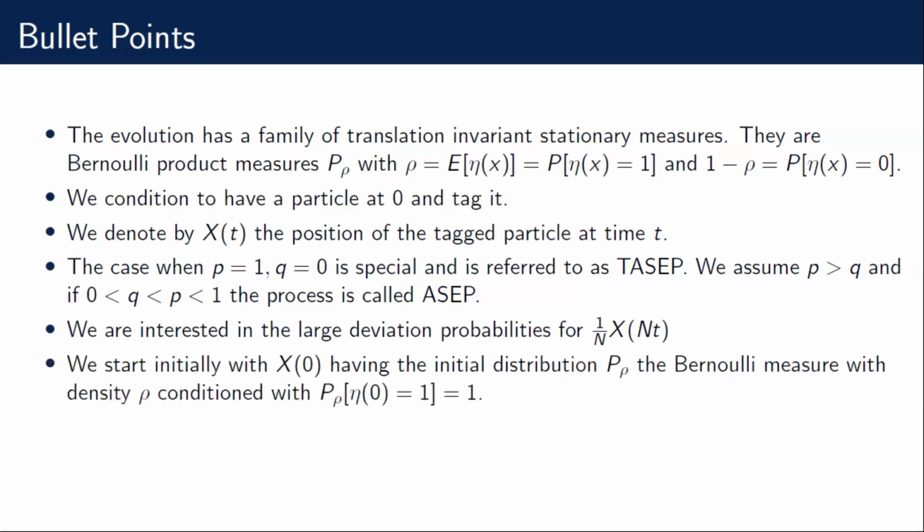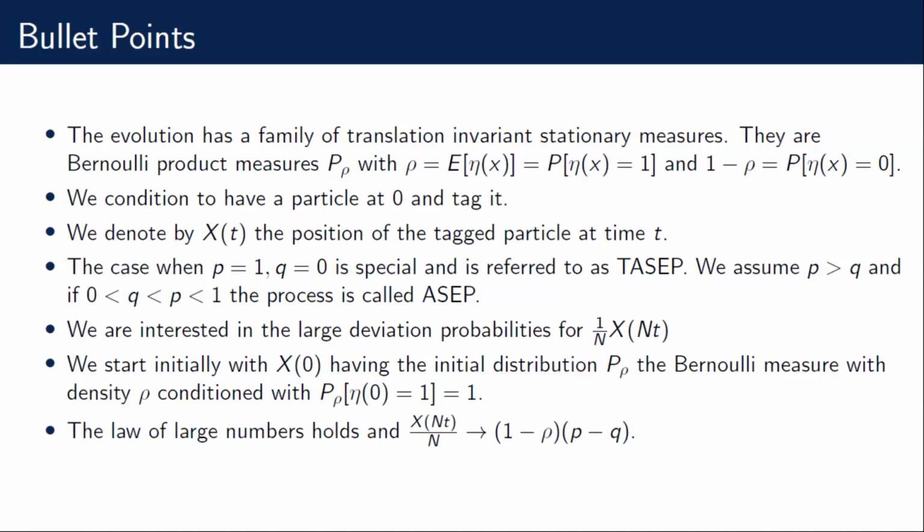We start initially with x0 having the initial distribution with Bernoulli measure P rho. So you start initially with the invariant distribution, but condition that at 0 there is a particle.